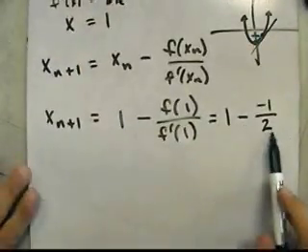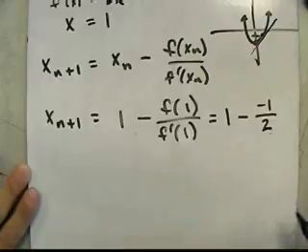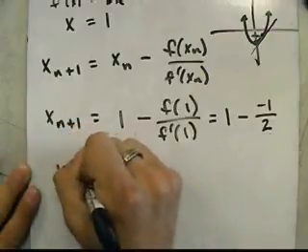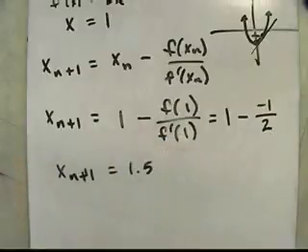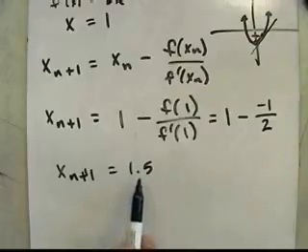Okay, so I've got 1 plus 1/2, so I get 1.5. So my x sub n plus 1 equals 1.5. So we're saying now that 1.5 is our new guess. Okay, so now we're going to do that exact same thing again, and now we're going to use 1.5 for our guess.